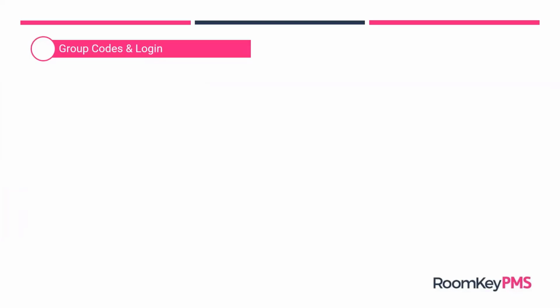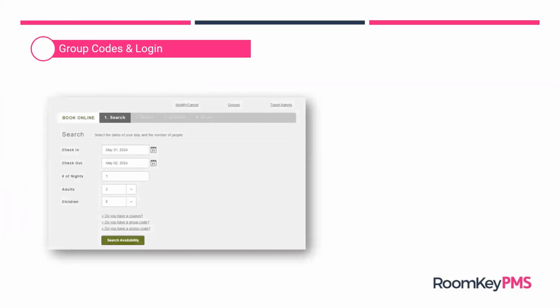Group codes are very common to use for event attendees to book directly online. On eRes, just like we saw with the corporate code, we do have an option to enter in a group code as part of the search page. So here on eRes, before the guest searches for availability, they can enter in a group code and access group block inventory and group block rates.